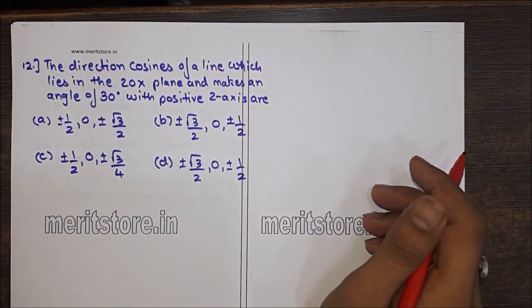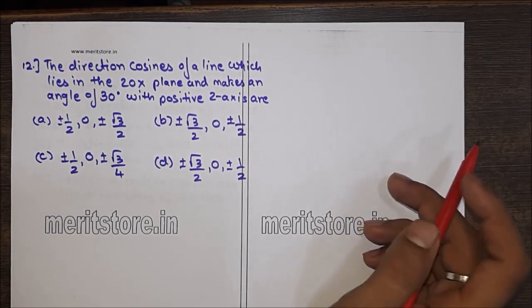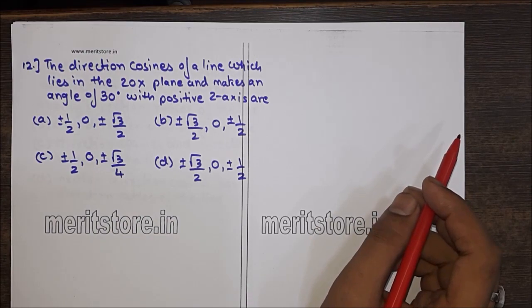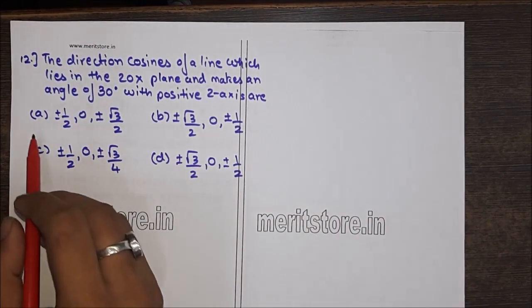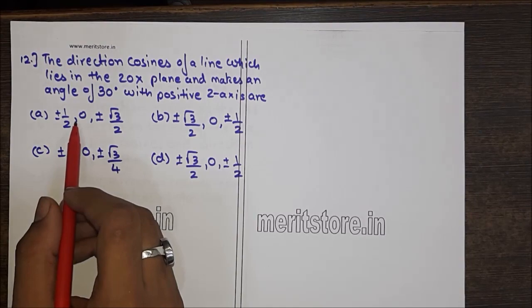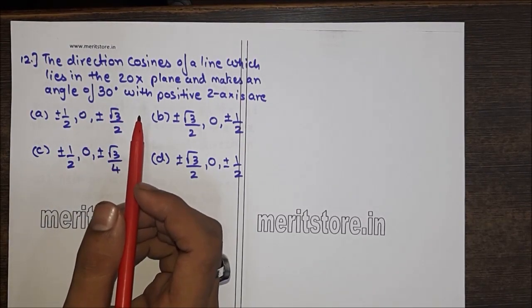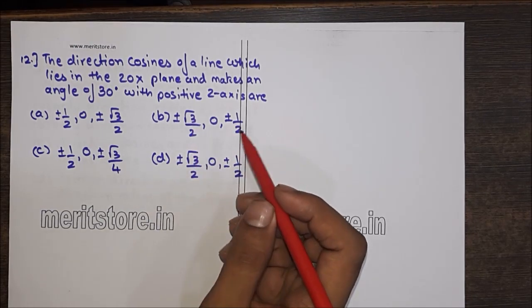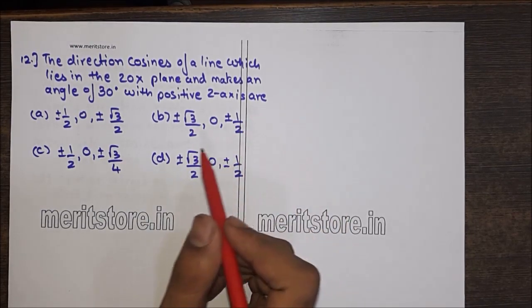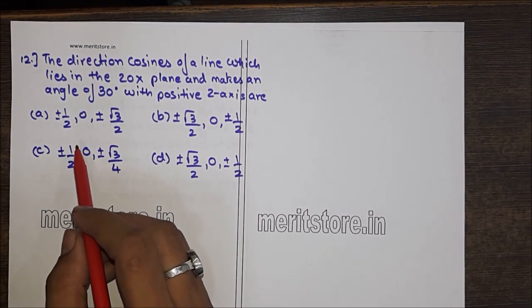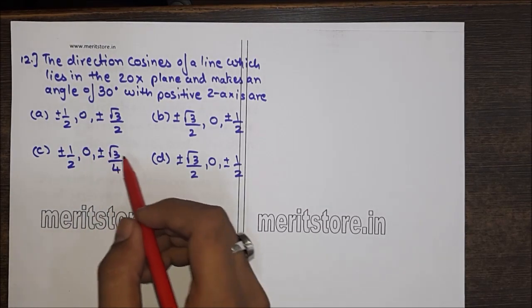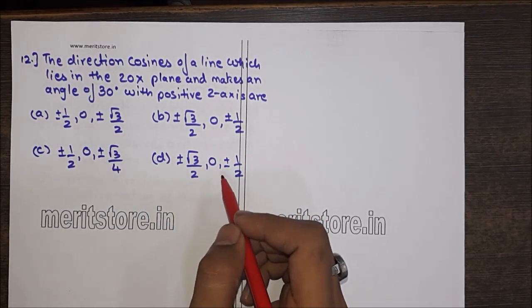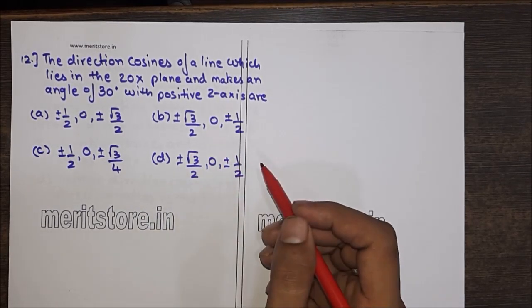Question number 12. The direction cosines of a line which lies in the ZOX plane and makes an angle of 30 degrees with positive Z axis are: option A, plus minus 1 by 2, 0, plus minus root 3 by 2. Option B, plus minus root 3 by 2, 0, plus minus 1 by 2. Option C, plus minus 1 by 2, 0, plus minus root 3 by 4. Option D, plus minus root 3 by 2, 0, and plus minus 1 by 2.